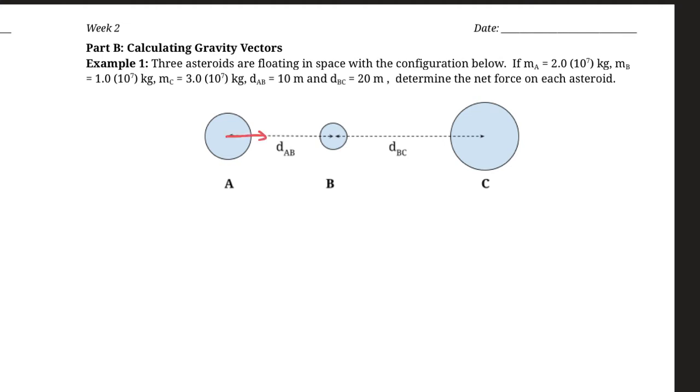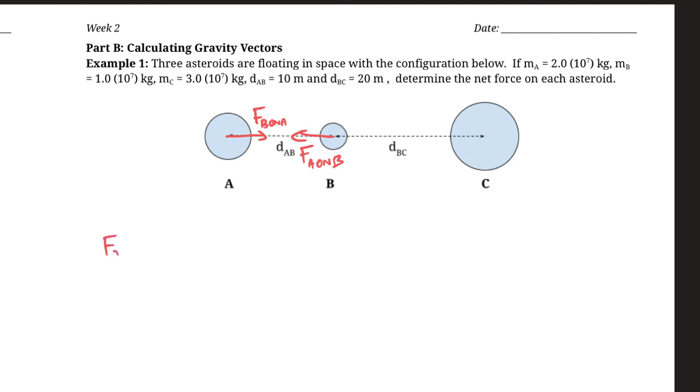So what we could do is label that force as the force of B on A, and this is the force of A on B, right? So can we find the magnitude of that force? We can, right? Any two objects with known mass and known distance, we can use Newton's law of universal gravitation to find the magnitude of that force between them.